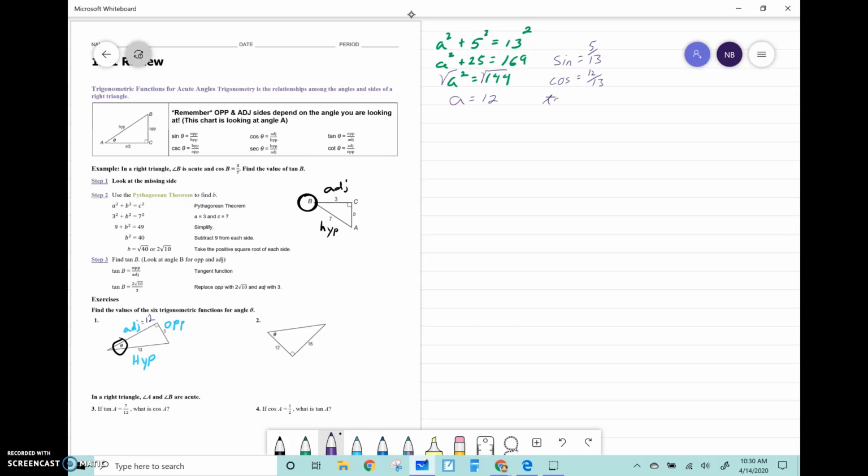Tangent is opposite over adjacent. So I've got 5 over 12. Let's see here. Cosecant, hypotenuse over opposite. So I've got 13 over 5. Secant is hypotenuse over adjacent. Hypotenuse over adjacent, which is 13 over 12.